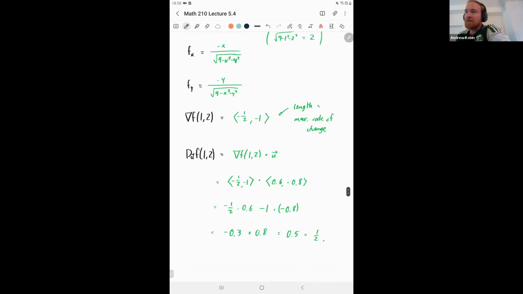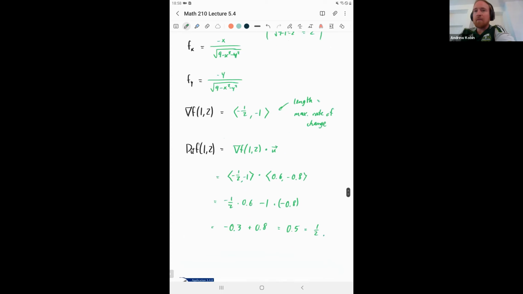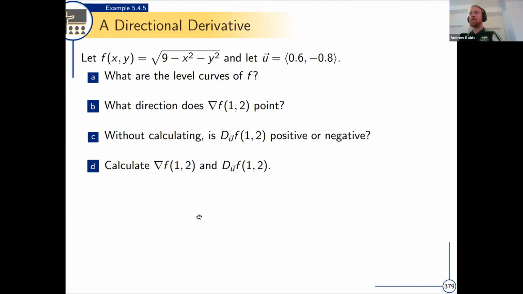I also encourage you as an extra exercise to compute the length of the gradient vector to find out the amount of maximal increase, the maximal rate of change of this function, pointing straight towards the origin. Okay, we'll have one more example to do in a moment. Let's switch back and learn a little bit more about applications of the gradient vector and directional derivatives.